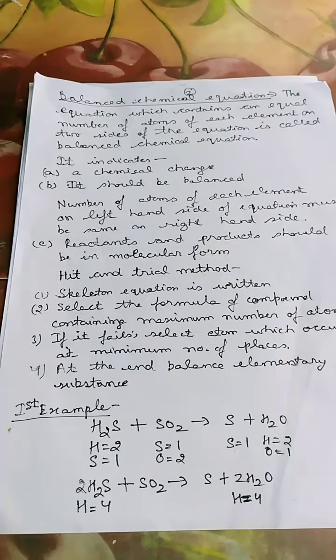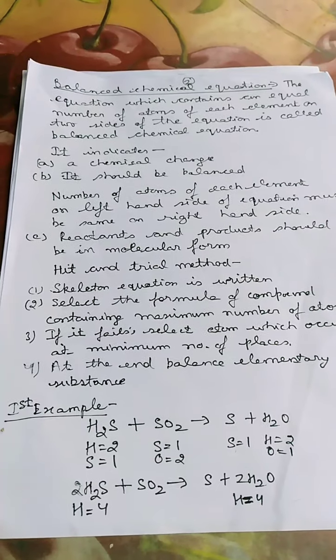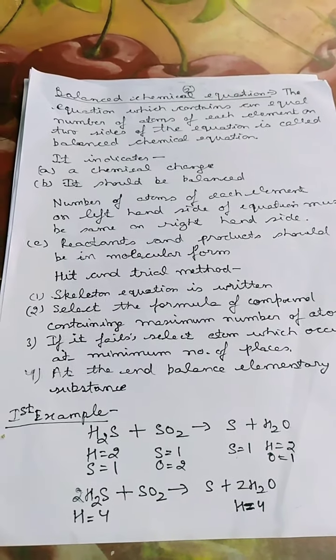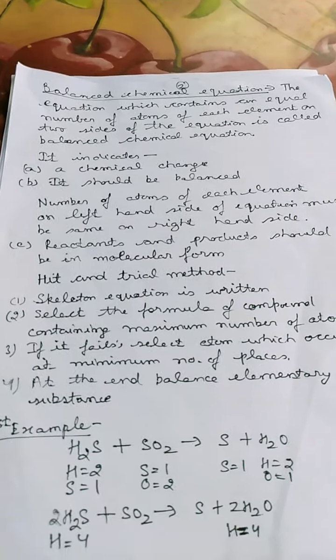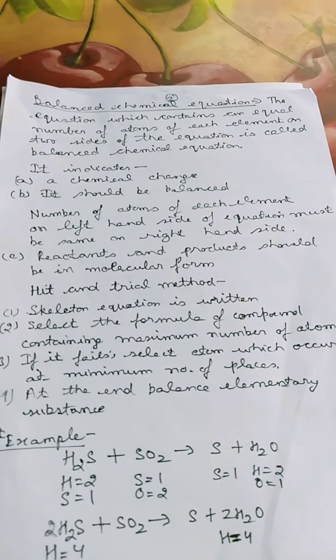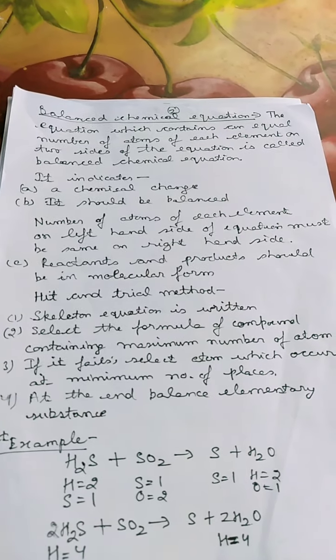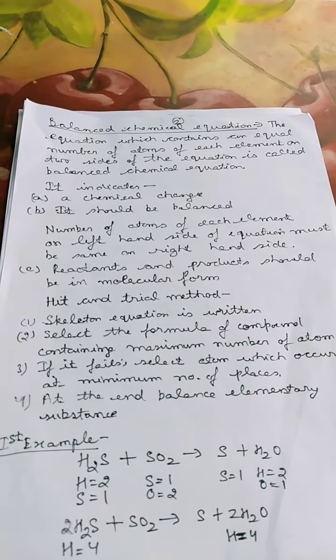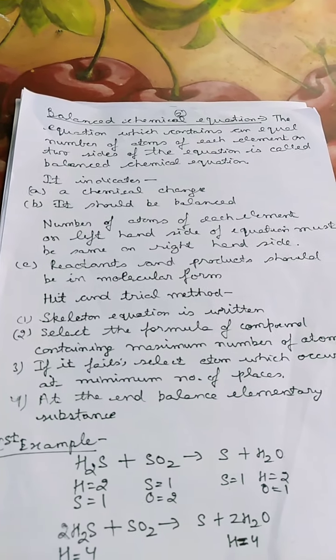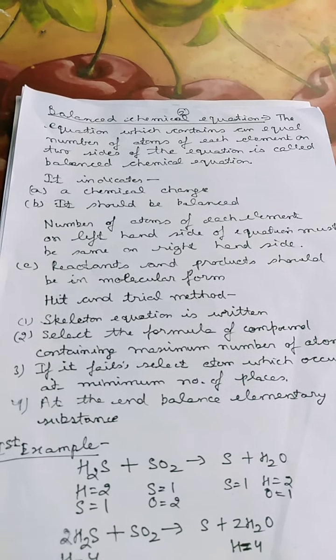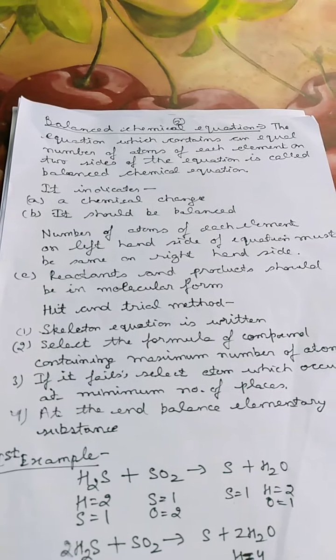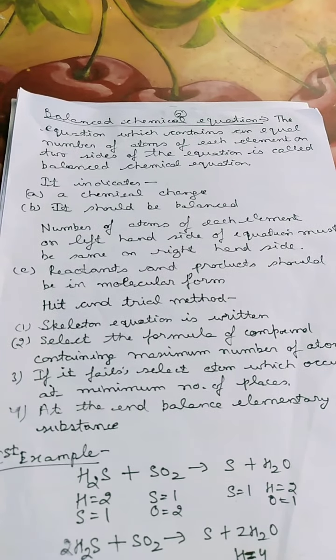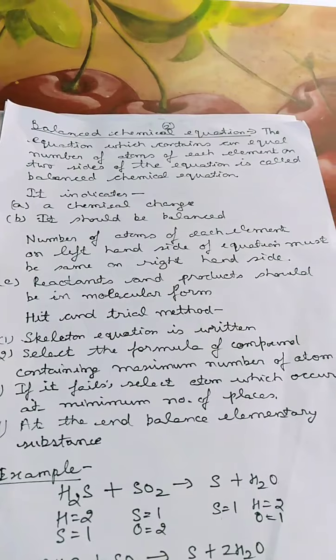Firstly, we will discuss the hit and trial method of balancing a chemical equation. We actually have two methods. First is the hit and trial method and another one is the partial equation method. Firstly, we will discuss the hit and trial method.